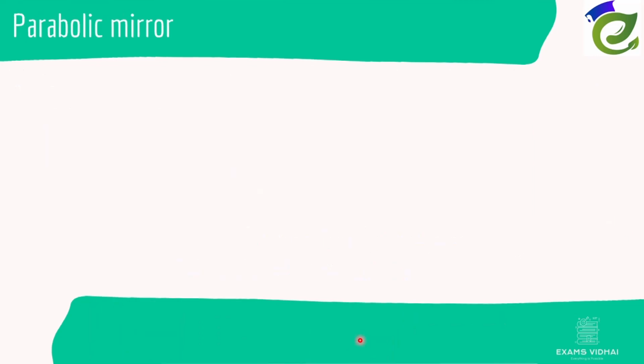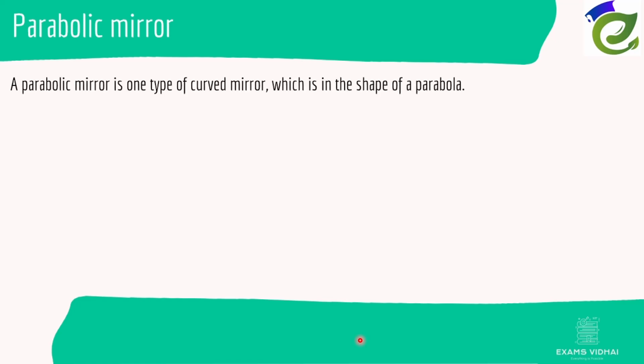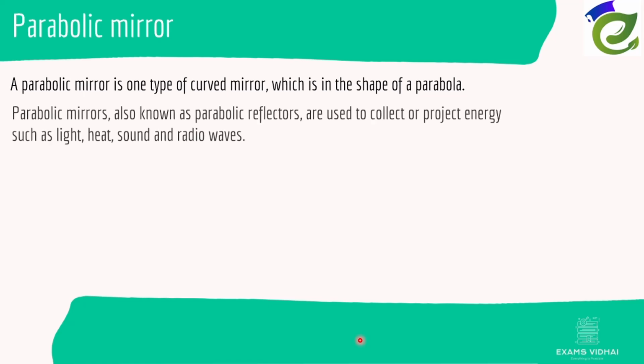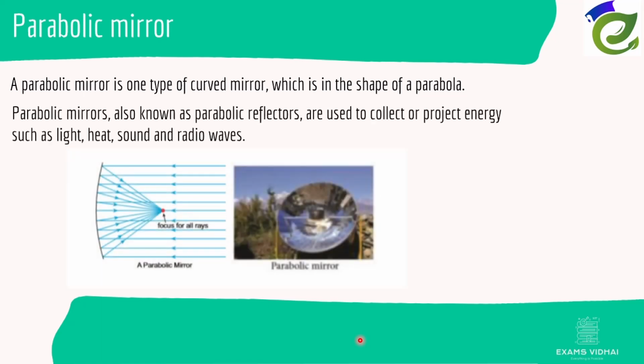So this goes on to the next curved surface mirror, which is the parabolic mirror, which is different from the spherical mirror that we have seen before. So a parabolic mirror is a curved mirror in the shape of a parabola. So what exactly is a parabola? It is something like this. It's not too bulged out or in. It's a shape that I'll show you later in the video.